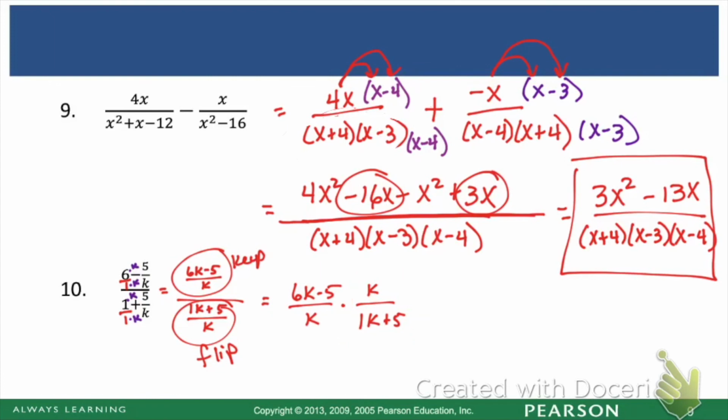Now I look to see if there's anything I can cancel. My k's cancel. Final answer, 6k minus 5 over 1k plus 5. You don't really need that 1 there. You can just make it k plus 5. And that's your final answer.